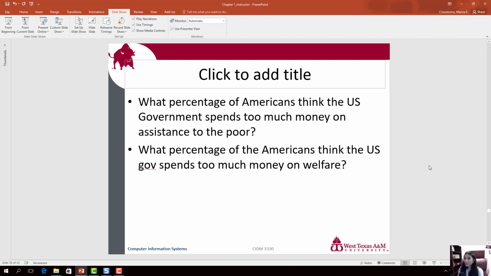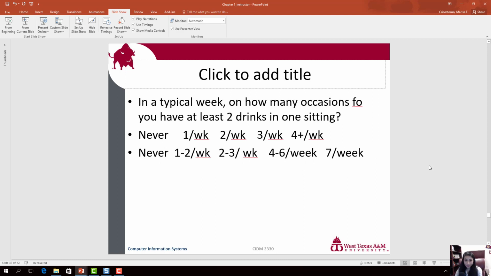When you're designing a survey, you might want to think about the wording that you use. For example, if I wanted to know what percentage of Americans think the U.S. government spends too much money on assistance to the poor, I might get different answers if I ask this question instead of that prior one: what percentage of Americans think that the U.S. government spends too much money on welfare? Because of the terminology that we've used in these questions, we can get very different answers, and that would result in a measurement error.